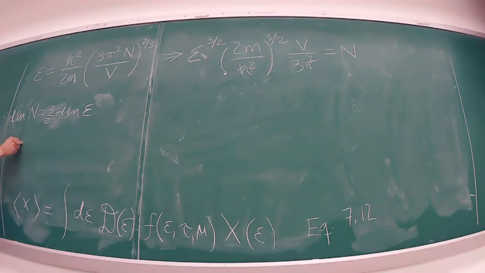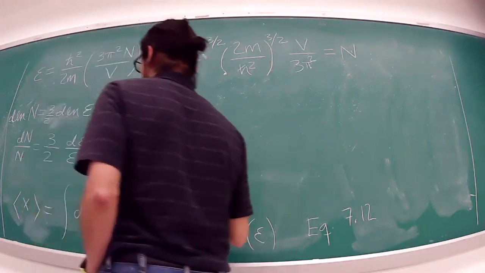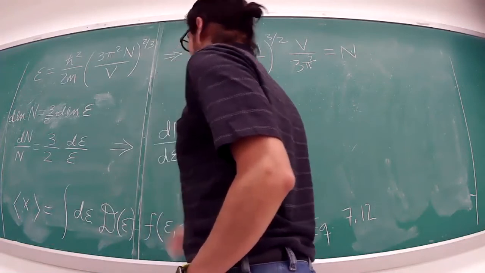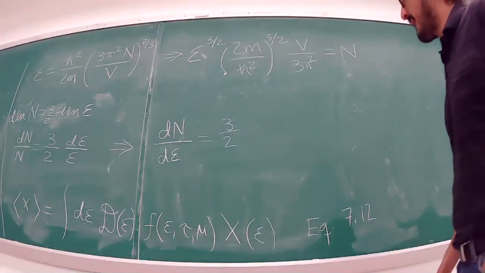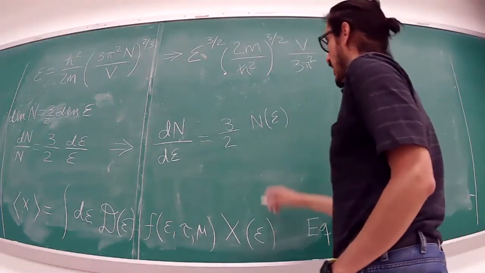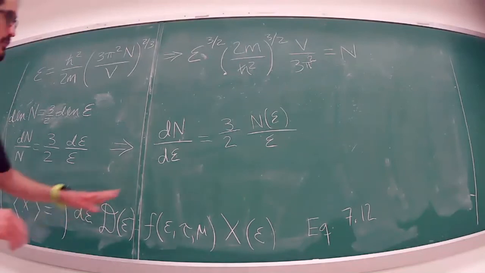Then we have dn over n equals 3/2 dE over E. So this implies that the derivative of n with respect to E is 3/2 n, which is a function of the energy, divided by the energy. All right, so this is equation 7.17.